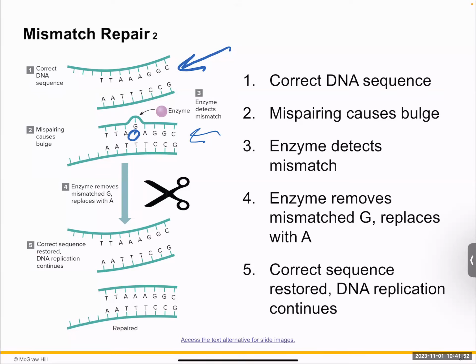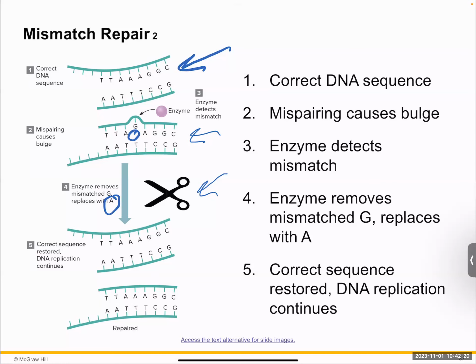So what does your body do? It actually brings an enzyme that cuts off the incorrect or mismatched nucleotide base and replaces it with the correct one. And then you have ligases that come in. Actually, no ligase is needed in this case. The correct nucleotide comes in and replaces the mismatched one, and the DNA replication continues to work.